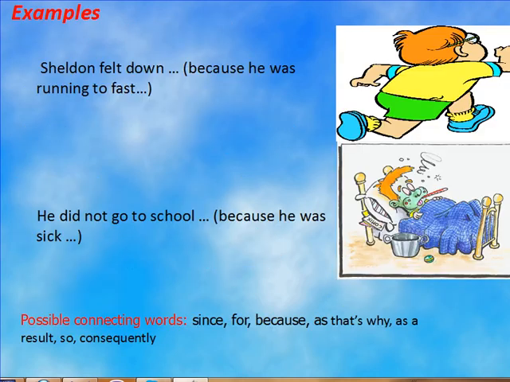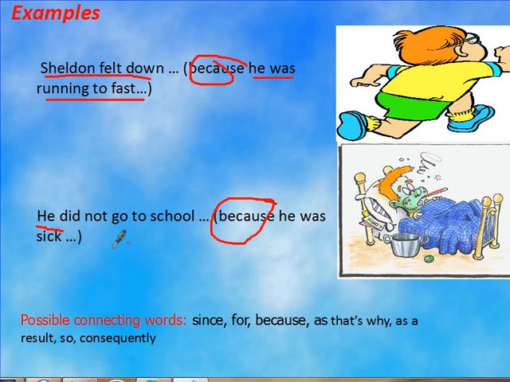Let's look at these examples. Sheldon fell down because he was running fast. So Sheldon fell down as a result of running too fast. Let's look at this example. He did not go to school because he was sick. So being absent in the school is result of being sick.